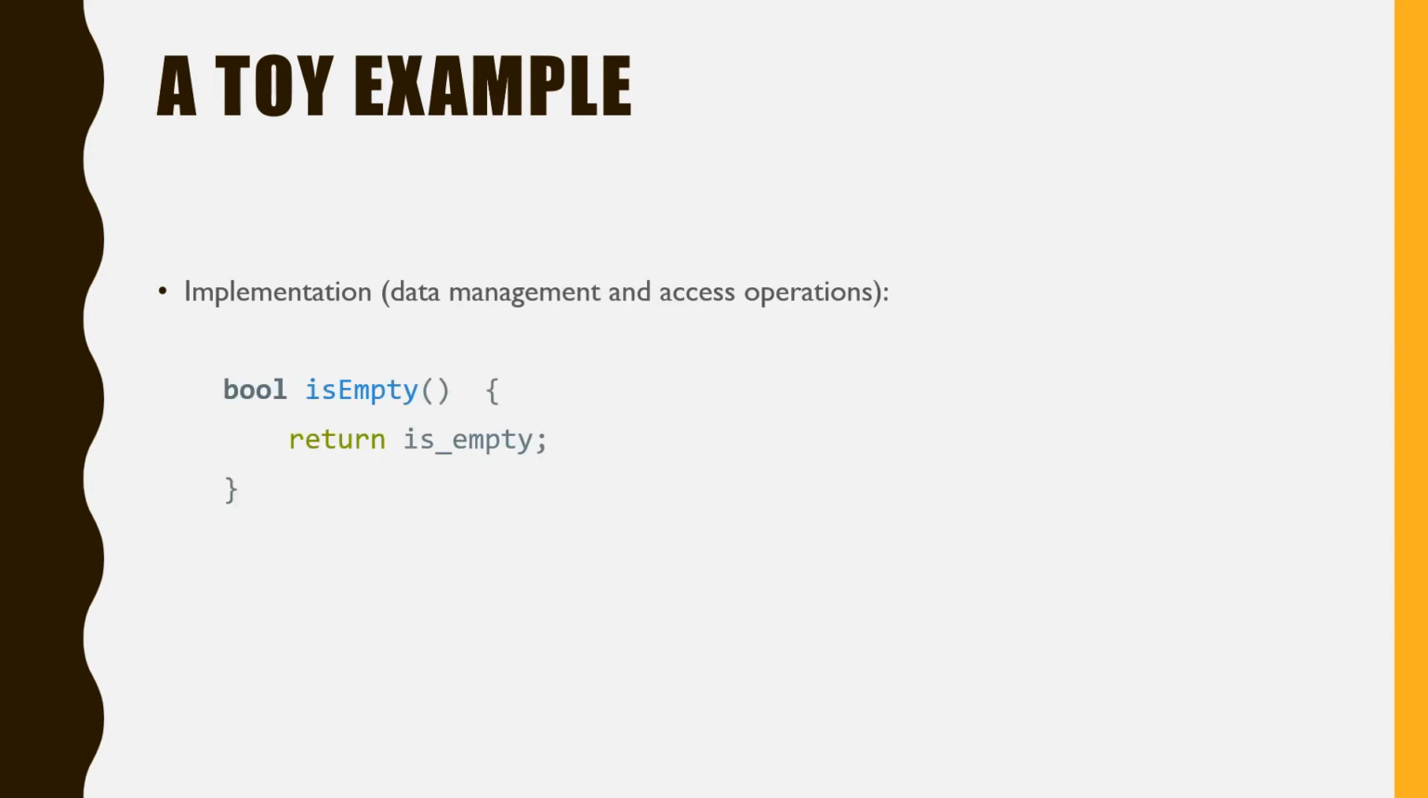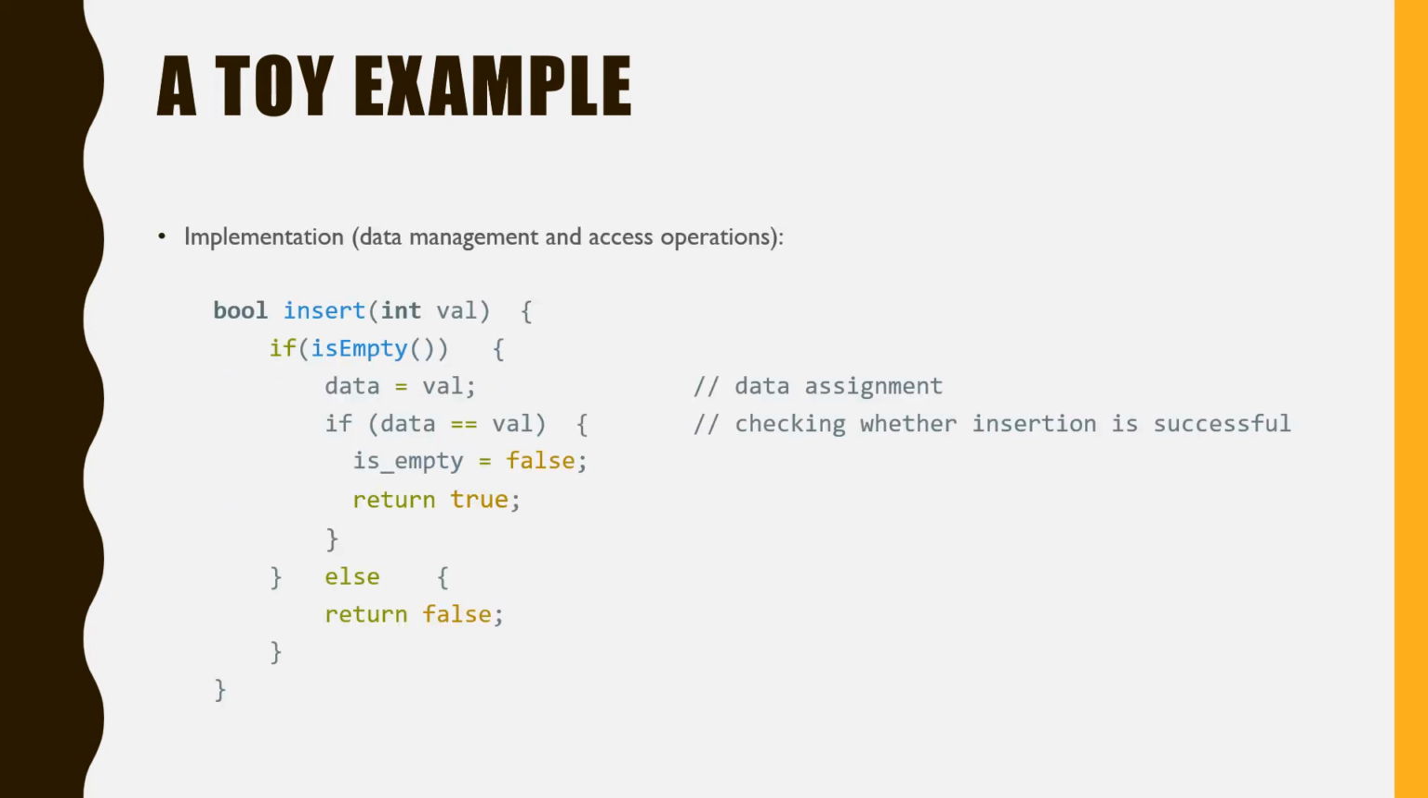For the implementation of isEmpty, we simply return the tag variable. For insert, we first call isEmpty to check whether some data has been stored. If no data is stored, we will try to store the integer val. We will further determine whether the insertion is successful by checking whether the data that has been stored is the same as the data we need to store. If the insertion is successful, we will notify our tag variable that the data structure is no longer empty and return true.